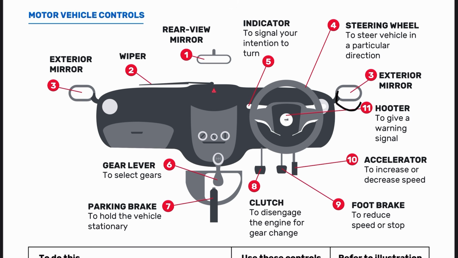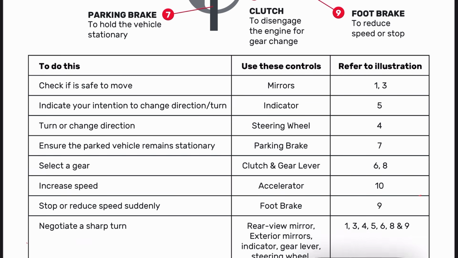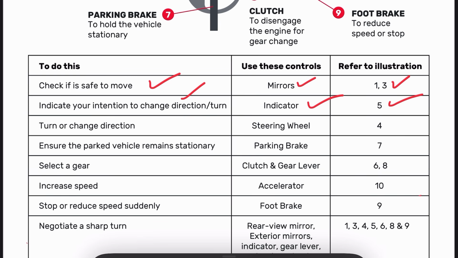Okay. What then do you need? You need to understand this table. They say here, to check if it is safe to move, you must use your mirrors. If you refer to the illustration, mirrors are number 1 and 3. You want to indicate your intention to change direction or to turn, you use the indicator, which is number 5. You want to turn or change direction, you use the steering wheel, which is number 4.